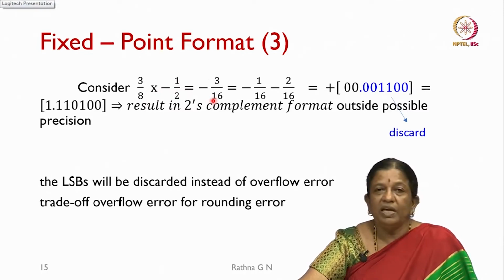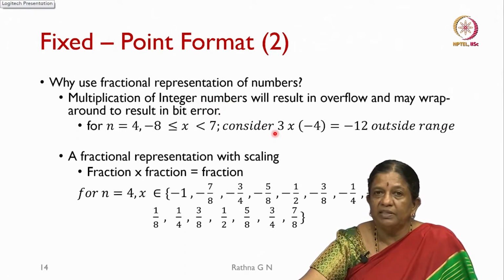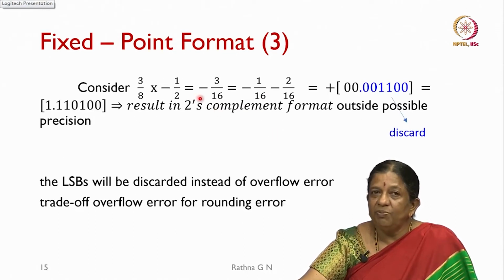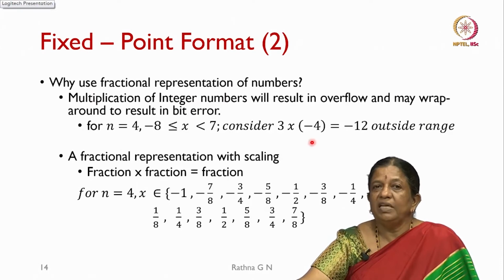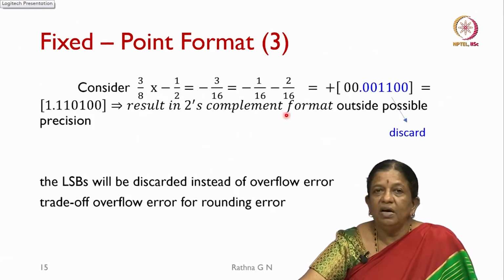So, what did we do? Can you check the thing here? Because n is equal to 4, I have taken this format. So, the number I can represent is 3 by 8. The same way, I have taken minus 4 by 8, which is nothing but minus half. When I multiply these two numbers, the result is going to be minus 3 by 16, which is nothing but I can represent it in this format, minus 1 by 16 minus 2 by 16.